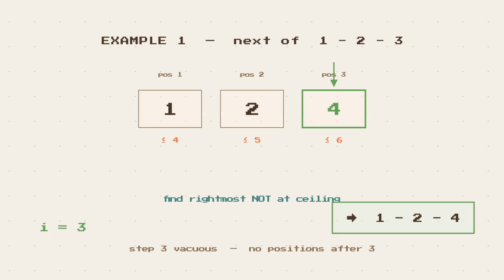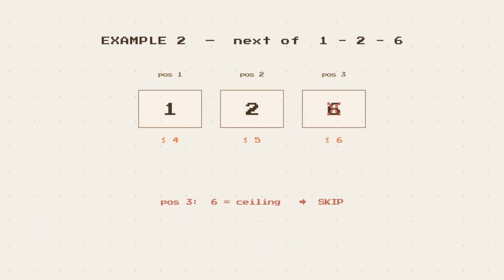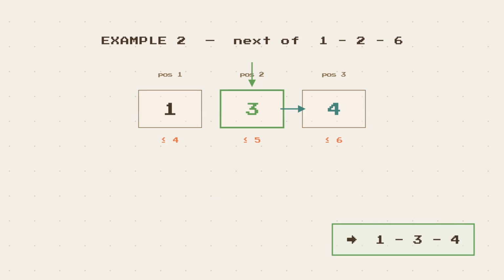Now, let's try the next of 1, 2, 6. Okay. So for 1, 2, 6, position 3 has the value 6, which is at its ceiling, right? So we skip it. Now position 2 has the value 2, and the ceiling is 5. So it's not capped. So i equals 2 in this case, right? Now bump position 2. So A2 becomes the value 3. Now step 3 is reset position 3 to 1 more than position 2, so A3 becomes 4. So the answer in this case is 1, 3, 4.